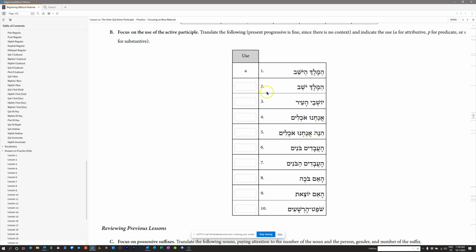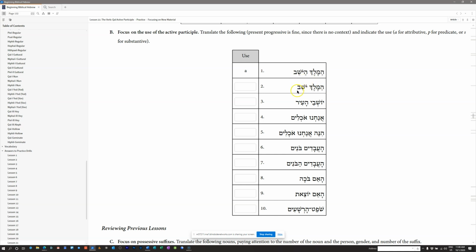They're both definite. Number 2, Melech still has a definite article, but Yoshev does not. So this is going to be the king is dwelling. Now you could do was dwelling, but here we're saying present progressive is fine since there's no context. So the king is dwelling. This is still an adjective. This is a verbal adjective. And so this becomes a verbless clause. The king is dwelling. So dwelling is an adjective that describes the king.